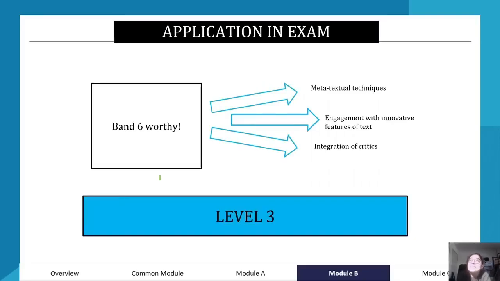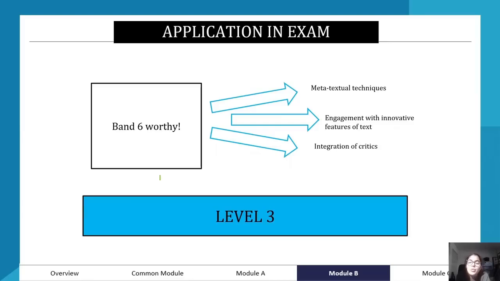Then a band 6 worthy essay is when you actually are also looking at metatextual techniques. So metatext is essentially when a text, for example, discusses the power of literature, or it's got a text inside a text. It's basically when a text is aware of its literary nature, or you're talking about how your text engages with and utilizes innovative features.